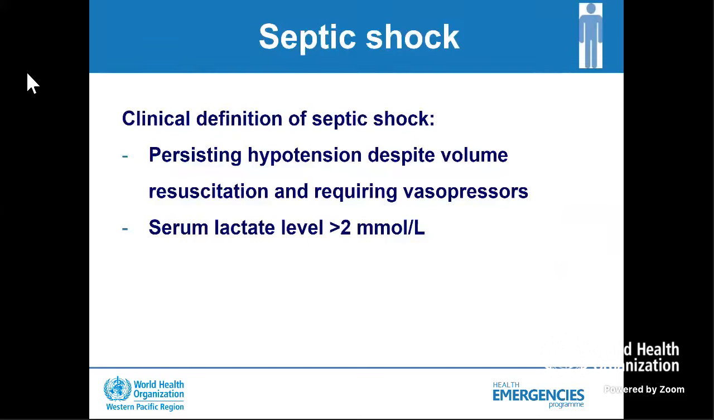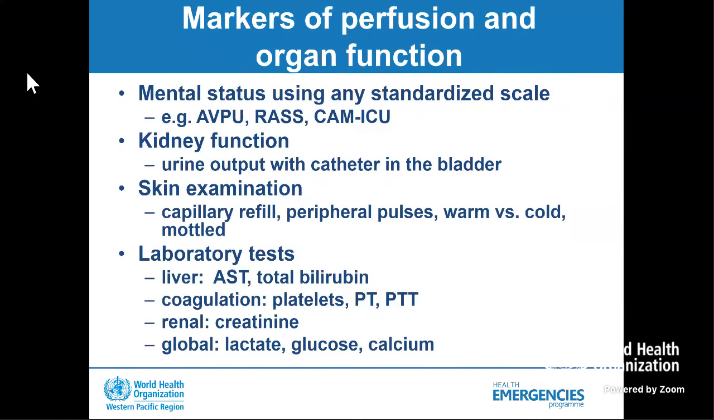We use a more functional or clinical definition of septic shock, and it has these two components: persisting hypotension despite volume resuscitation and requiring vasopressors to maintain adequate blood pressure, and number two, a serum lactate level of greater than 2. So sepsis and septic shock are acute life-threatening organ dysfunctions. How do we recognize these acute organ dysfunctions? Well, mainly through our physical exam and laboratory testing.